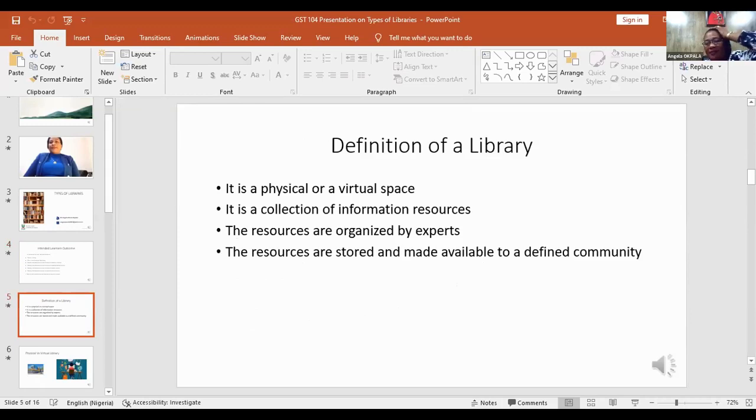Then what do we mean by a library? In fact, I think I should even allow you to try to define a library before we go on. Let us make this class more interactive. So please, can we try, make an attempt? I hope some of us have already started looking at it. I'm going to stop sharing so that we can.